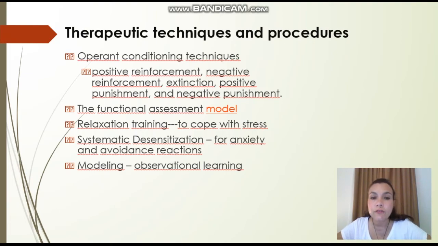Okay, and afterwards, the functional assessment model we have in order to assess the behavior ahead before systematically trying to change the behavior. I added a hyperlink here. There was a good example conducted at a school, an example of a functional assessment model.